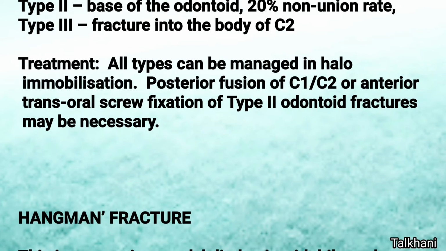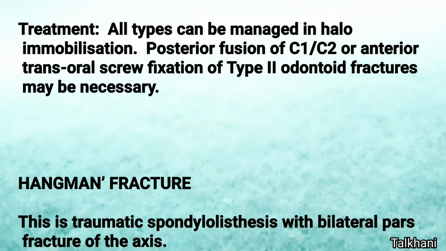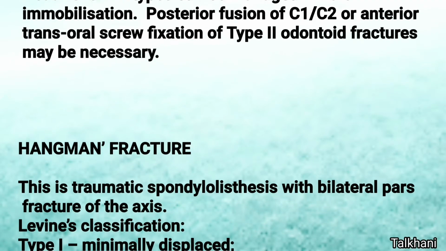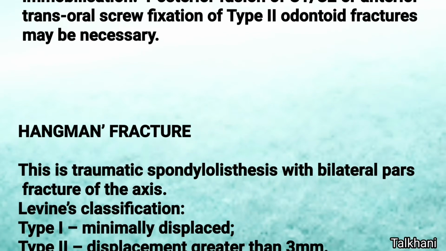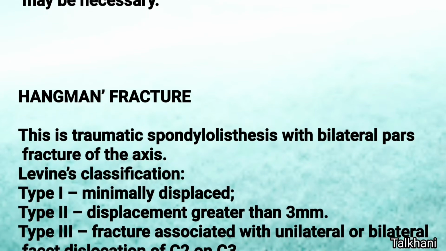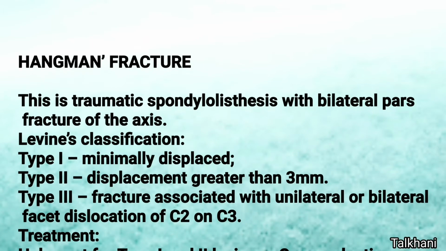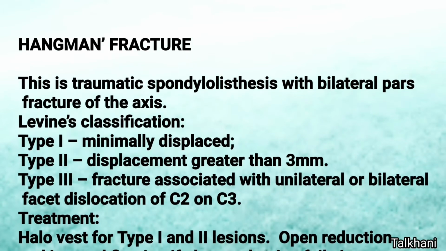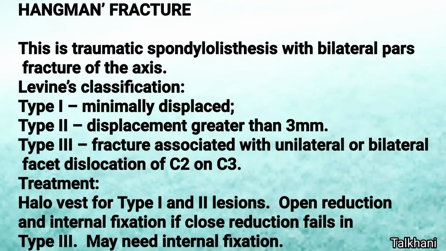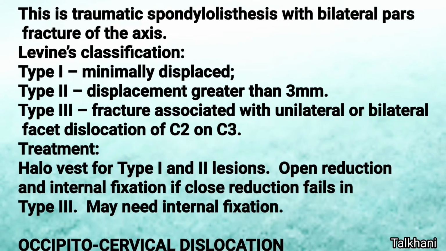Hangman's fracture. Hangman's fracture is traumatic spondylolisthesis with bilateral pars fractures of the axis. Levine's classification of Hangman's fracture is type 1, minimally displaced; type 2, when the displacement is greater than 3 millimeters; type 3 is when the fracture is associated with unilateral or bilateral facet dislocation of C2 on C3. Treatment: halo vest for type 1 and 2 lesions. Type 3 will need open reduction and internal fixation if closed reduction fails.